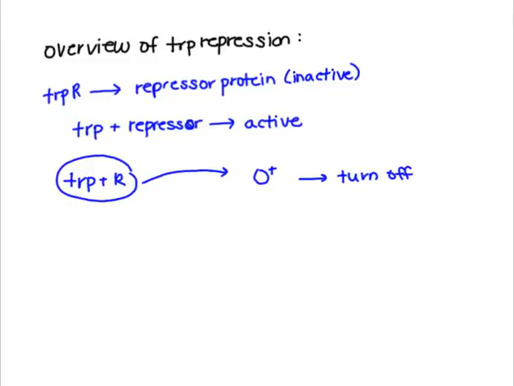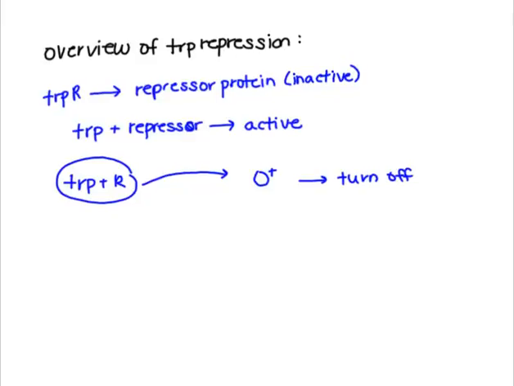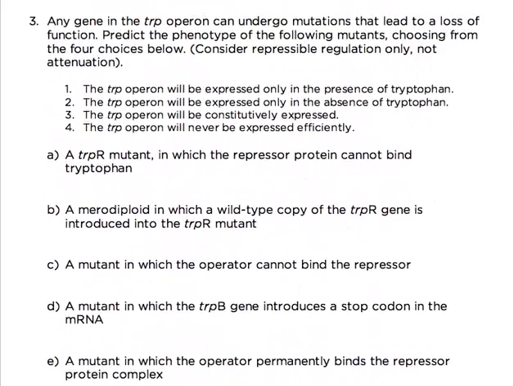Okay, so the repressor protein is in its inactive state naturally, but when there's an excess of tryptophan, the tryptophan can bind to this repressor protein, making it active. Then the complex of tryptophan, which is the co-repressor, and the repressor protein is now active and can bind to the operator to block transcription of the operon. Okay, so now let's look at part A.